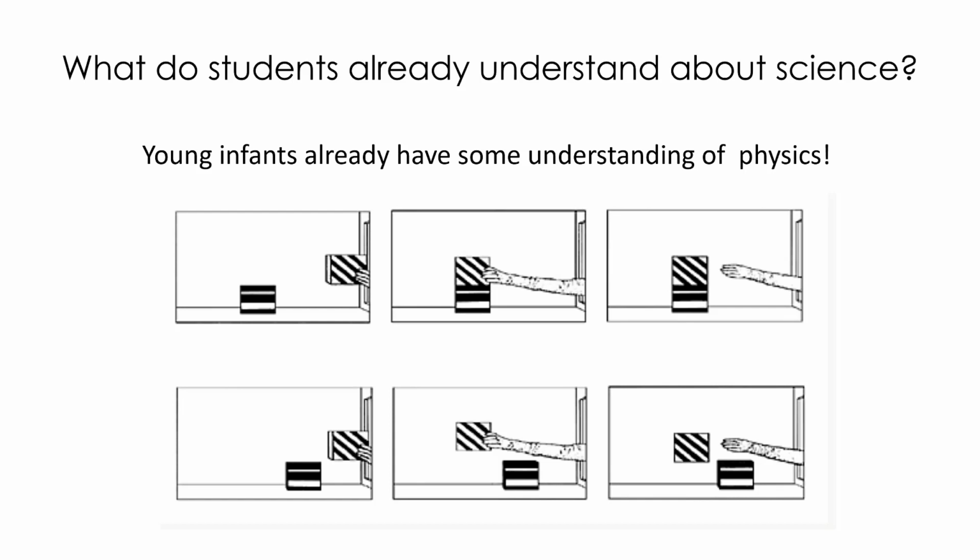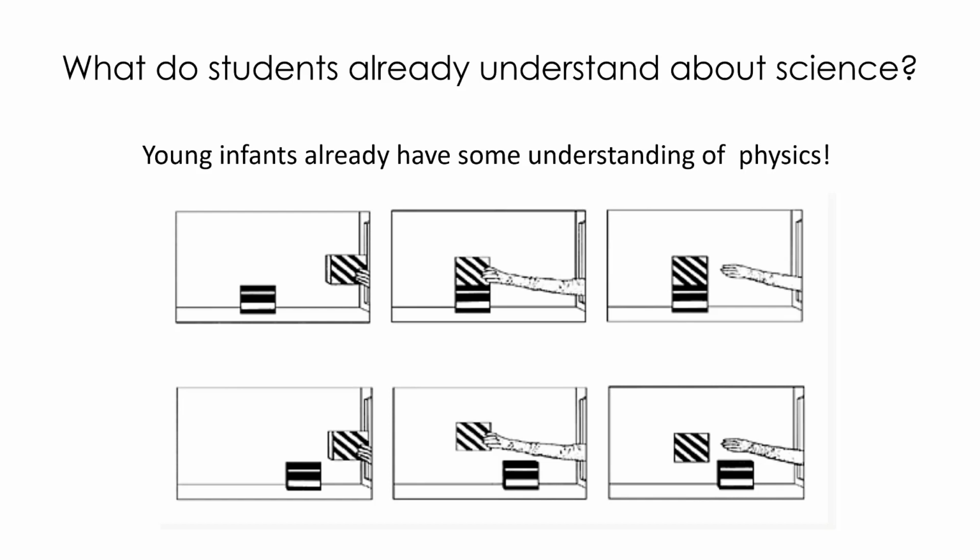What do students already understand about science? Well, you'd be surprised. Even young infants have an understanding both about the natural world and how science works. The image here shows an example. The diagram shows a table with a box on it. A gloved hand reaches out from the window and puts another box either on top of the box or beyond it.